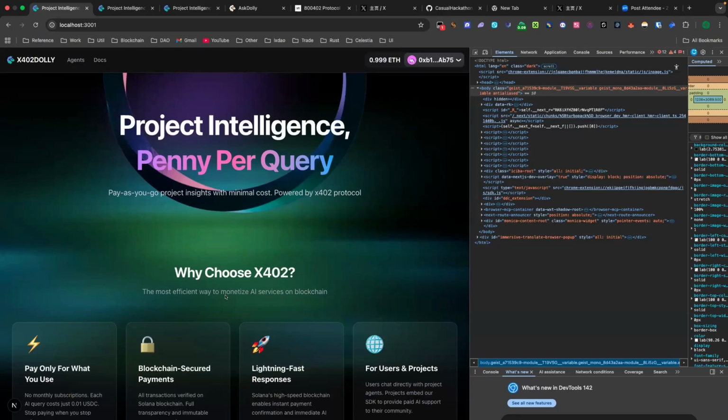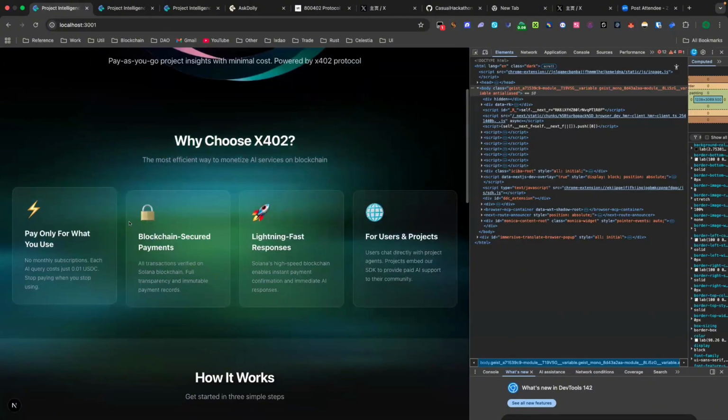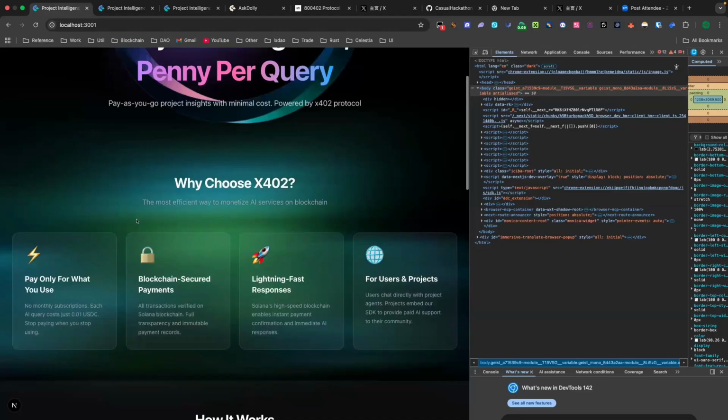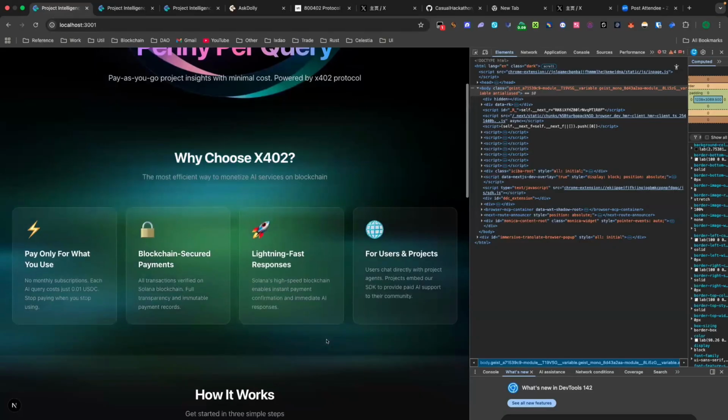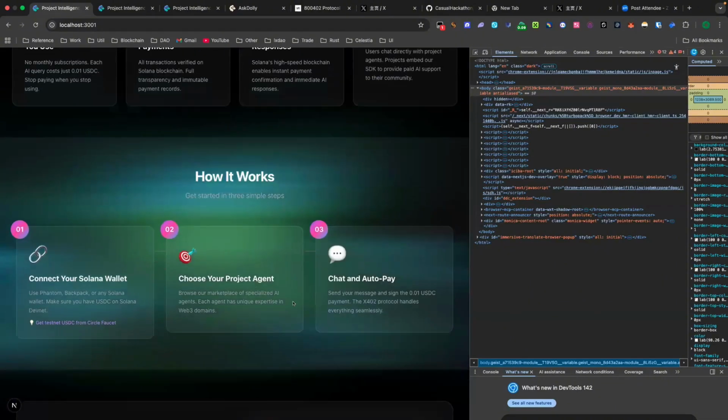The community can pay less money. And why we chose X402 is because we think you can pay only what you want to see, and it's very light and fast to respond, and it can be used by the users and the project.